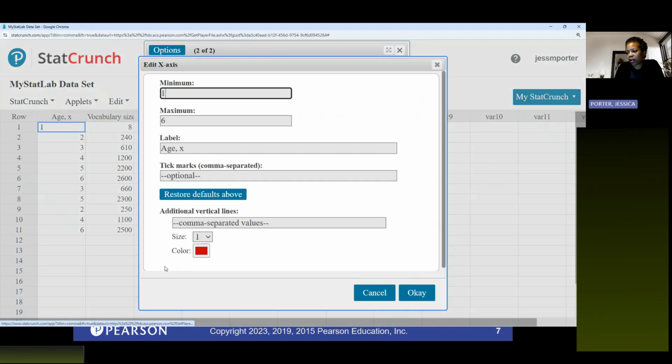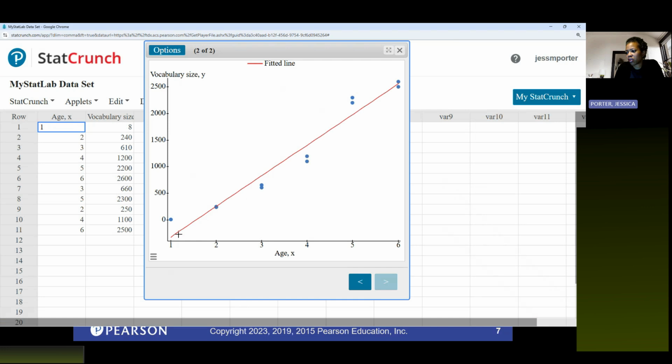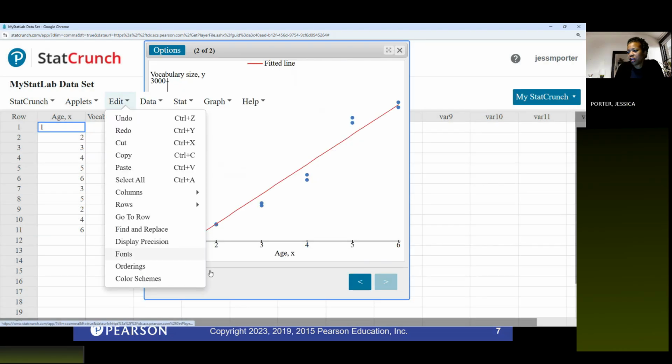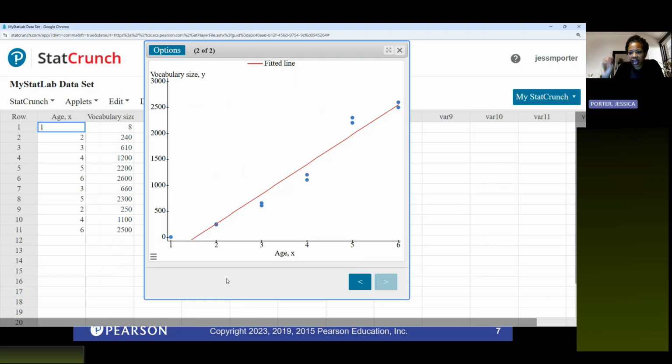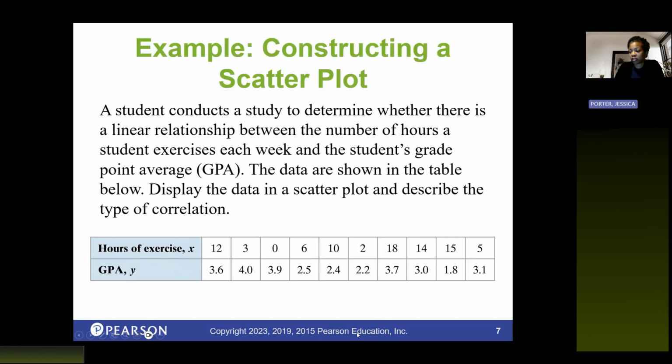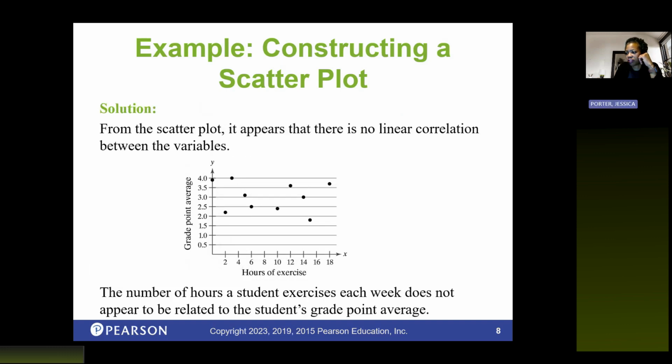Again, you can click on that hamburger. Oh, I went to x-axis. I meant to go to y-axis. Hamburger, and go to y-axis, and then go from 0 to 3,000. And then you get something that even better matches what you see on the answer choices. Okay, we'll leave that there. So that's how you do the calculator, TI-84, and StatCrunch to find the scatter plot.